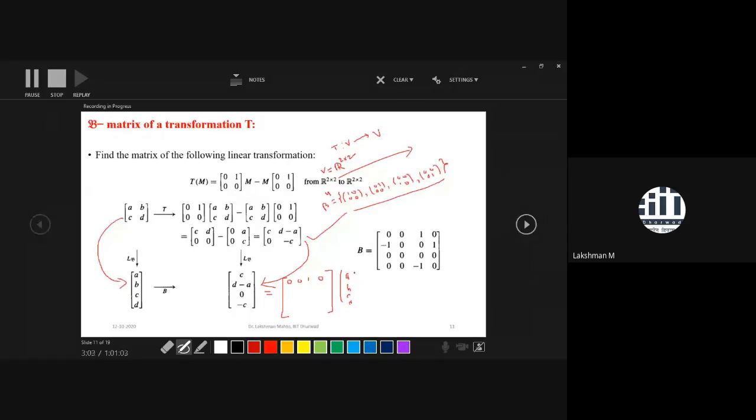Now, when you multiply row (-1, 0, 0, 1) with ABCD, you will get D minus A. When you multiply the 0 row with ABCD, everything would be 0, so this third coordinate is 0. When you multiply row (0, 0, -1, 0) with ABCD, you will get minus C.